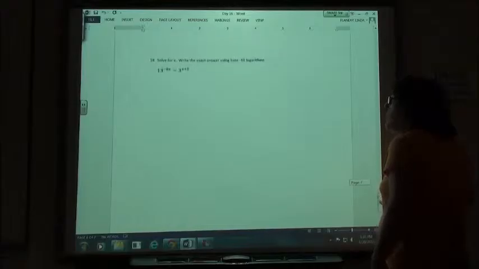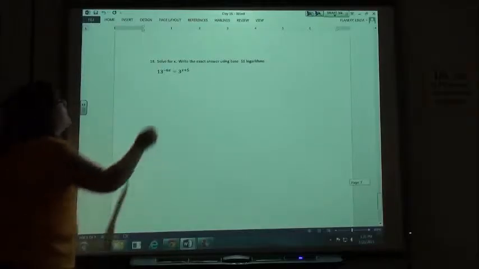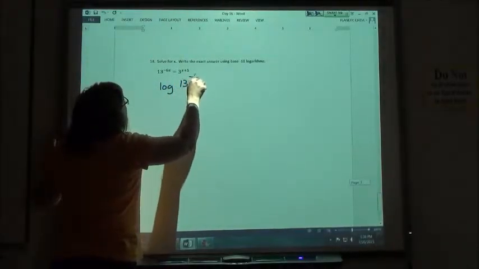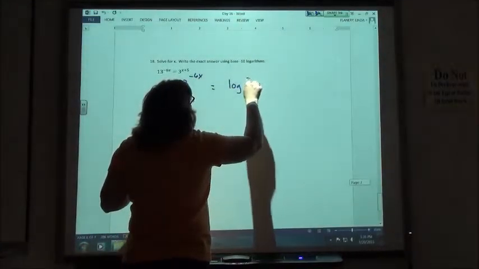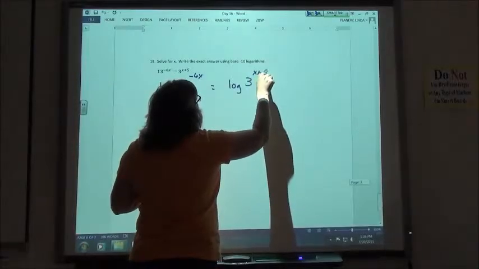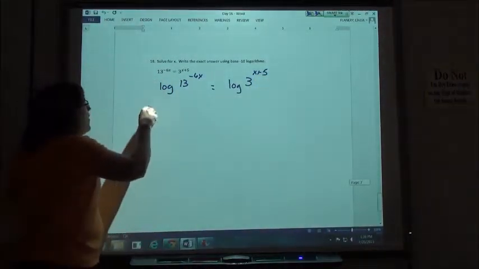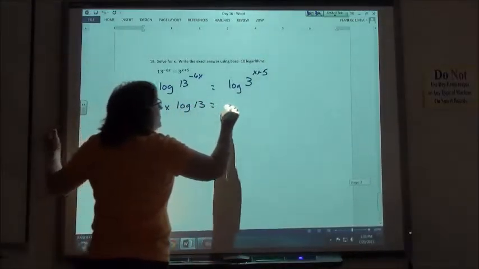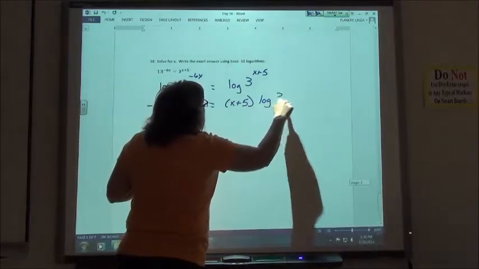And one last one on here. Again, we have bases that can't be written the same, so we're going to do the log of both sides. So I'm going to do the log of 13 to the negative 6x equals the log of 3 to the x plus 5. So bringing my exponents out in front, negative 6x log of 13 equals x plus 5 times the log of 3.